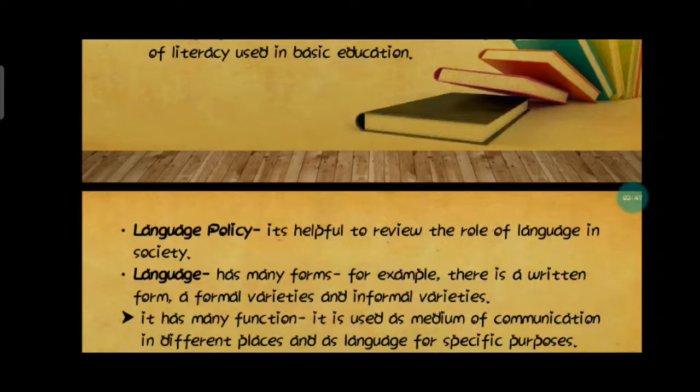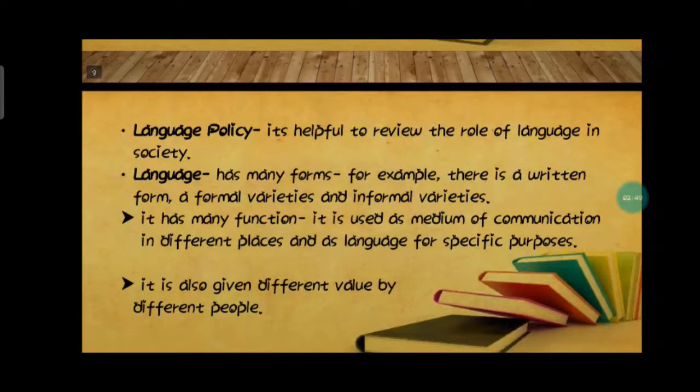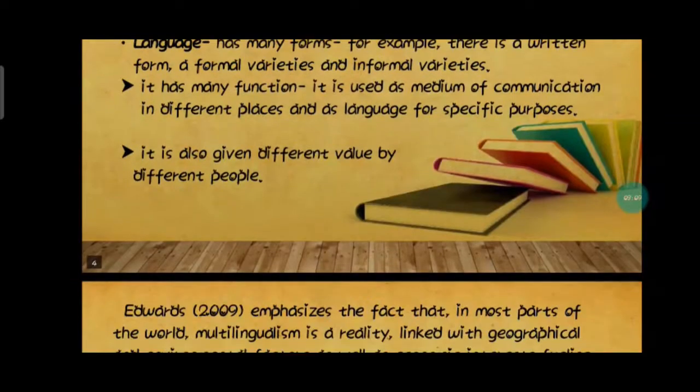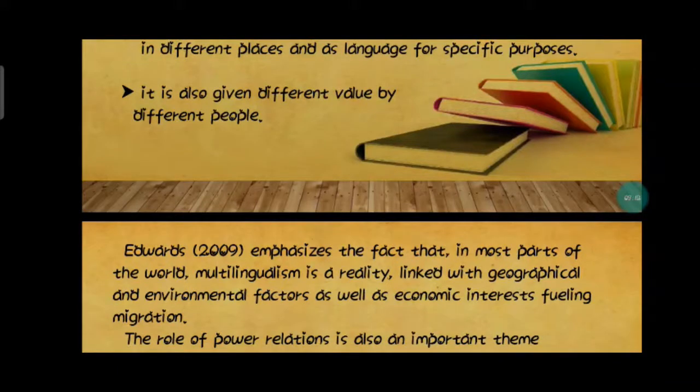To understand language policy, it's helpful to review the role of language in society. Language has many forms. For example, there is a written form, formal varieties, and informal varieties. It has many functions. It is used as a medium of communication in different places and as a language for specific purposes. Yes, indeed true that language has many functions. So magamit siya as a medium of communication. Mao na atong ginagamit ron.